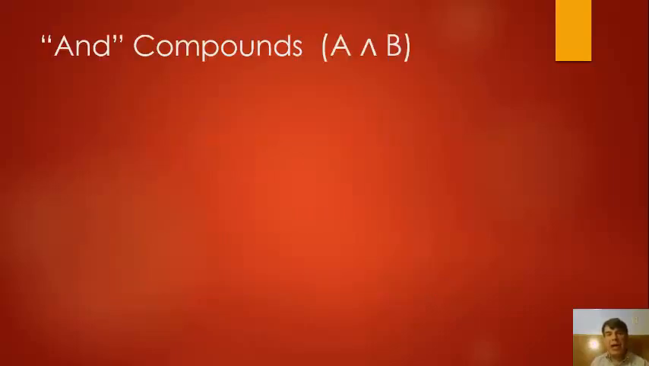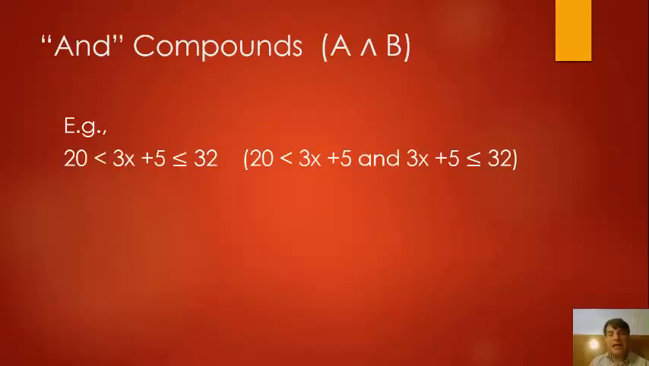Okay, well, let's talk about AND compounds. So as an example, 20 is less than 3x plus 5, which is less than or equal to 32. Now, this is a compound inequality because it has an inequality on both sides, right? It's really a combination of two inequalities. 20 is less than 3x plus 5, and 3x plus 5 is less than or equal to 32.